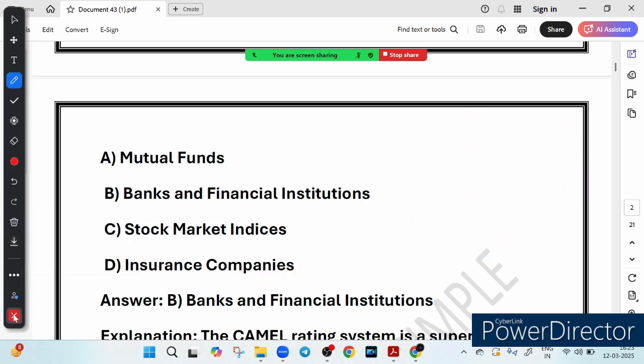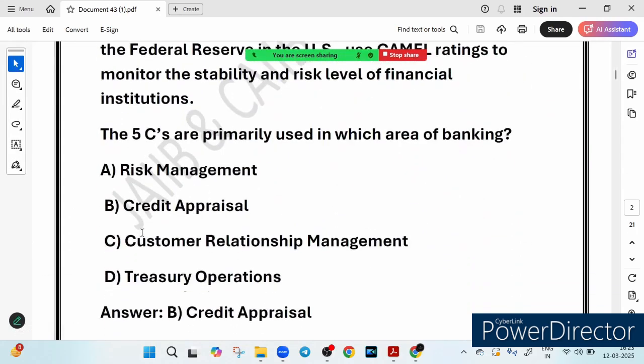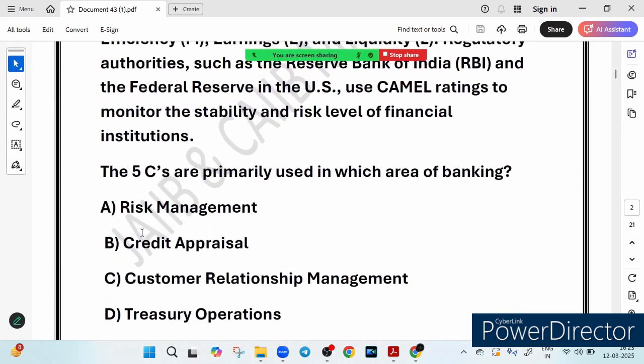Question number 3 is on your screen. As you can see, it says that the 5Cs are primarily used in which area of banking? Yes, you must be aware of these 5Cs, right? So they are used in which area of banking? Option A, risk management. What do you think?